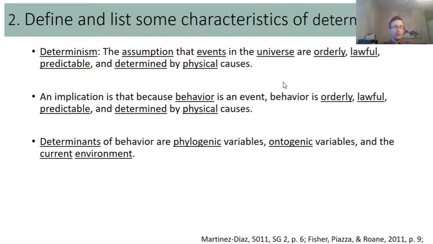And within determinism, it's assumed that determinants of behavior are phylogenetic variables, ontogenic variables, and the current environment. Ontogenic variables being the learning history, current environment being the SDs and MOs that are available currently, as well as consequences correlated with those antecedent stimuli. And by phylogenetic variables, we mean due to natural selection.